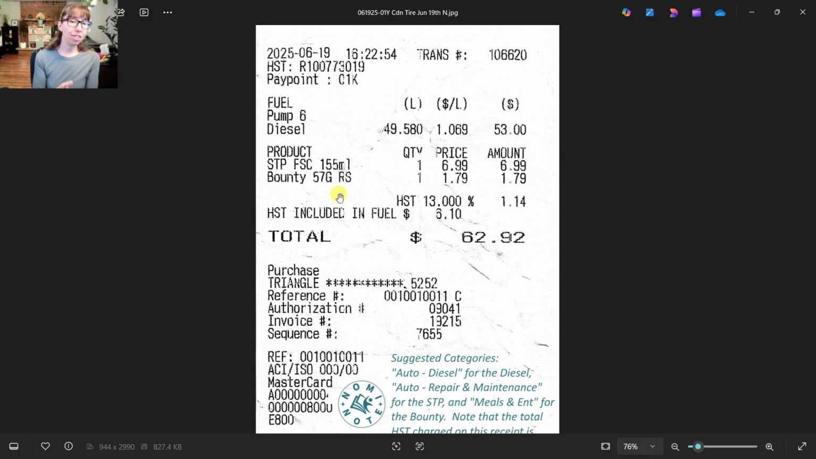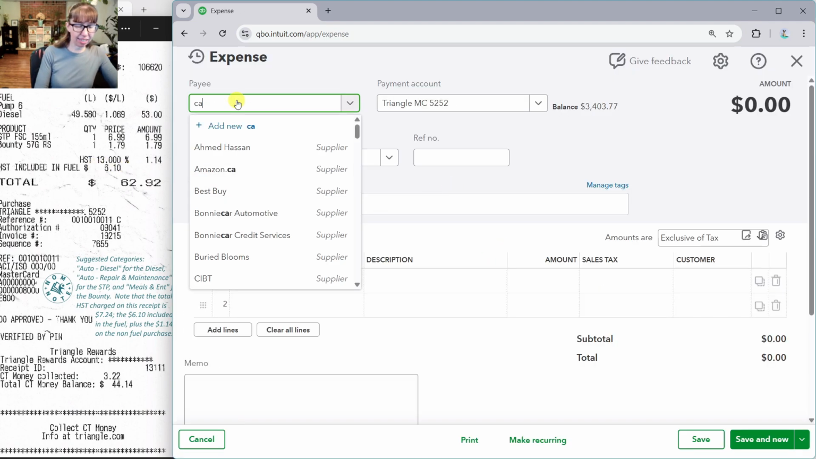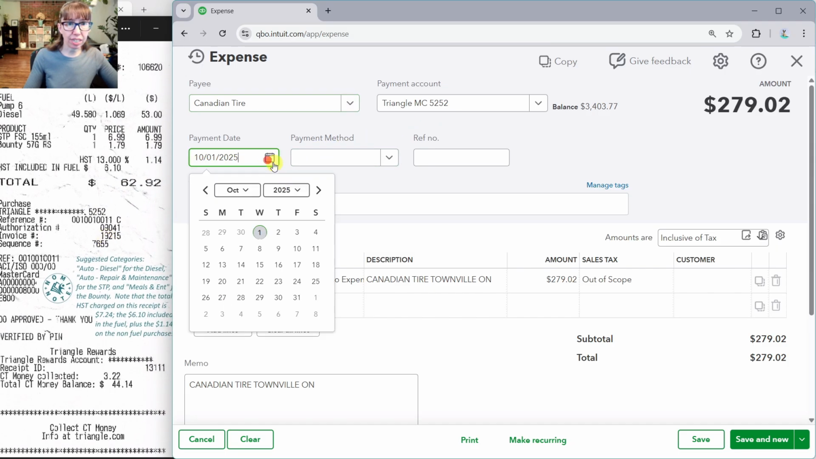Now, it might be up for debate if this is a claimable meal or not, but for $1.79, we're not going to quibble. We're going to put it in for meals and see what that looks like with the special meals HST that we have set up. So we're only going to be able to claim 50% of the HST on that Bounty. So this is going to just be a fun one to try and wrangle in. Let's go ahead and put it in together. So we go new, expense. This is Canadian Tire, and it was paid by the triangle, and it was paid June 16th.